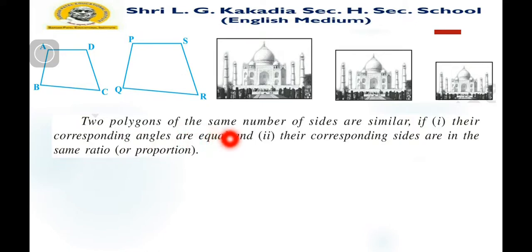equal. That is the first condition, that the corresponding angles are equal, and the second is that their corresponding sides are in the same ratio or proportion. If you take AD and PS, AD upon PS, CD upon SR, QR upon BC and PQ upon AB, this ratio must be equal. So if two figures are given and their corresponding angles are equal, and second, their corresponding sides are in the same proportion, then we can say that both figures are similar to each other.